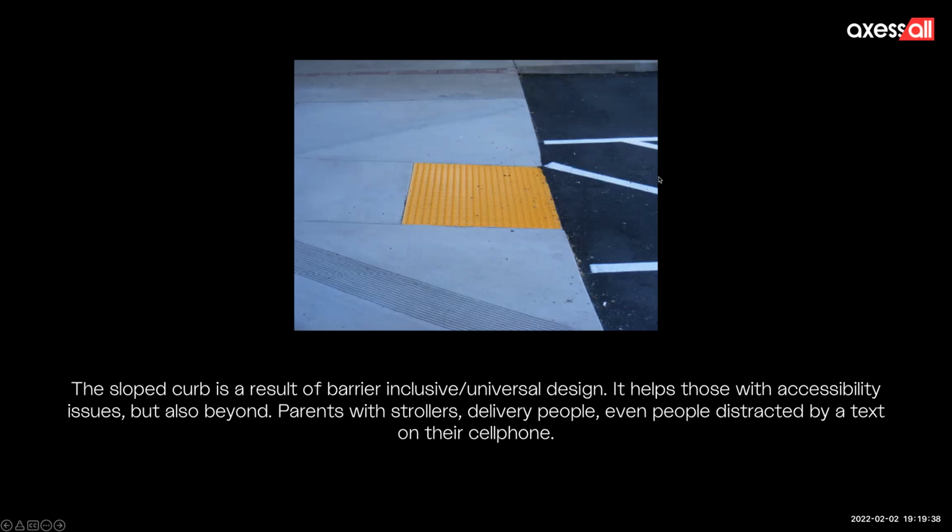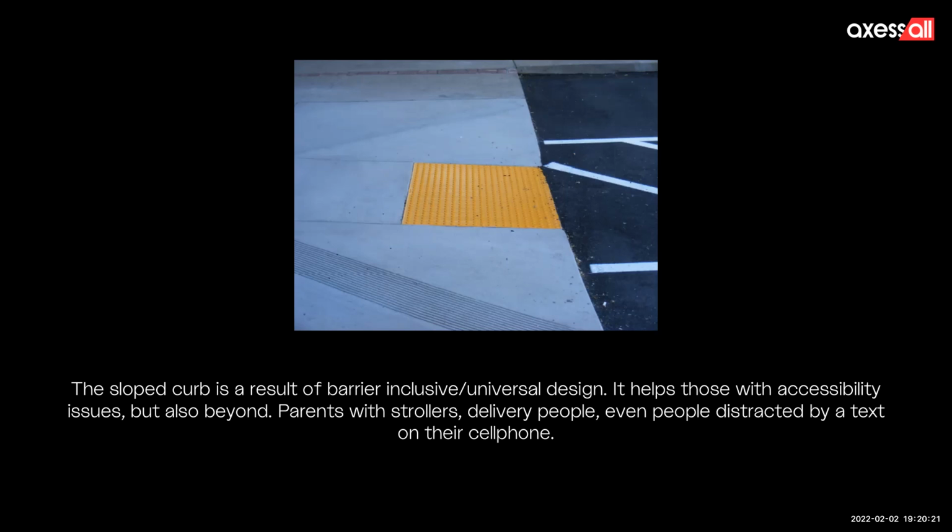All right, so this is the sloped curb, and it is a result of inclusive design. It helps those with accessibility requirements or needs, but it's not just about this. People with wheelchairs can benefit from this. People who are blind and use a walking stick can benefit from this. Parents with strollers or buggies can benefit to get on the curb. Delivery people can benefit to move their stuff.